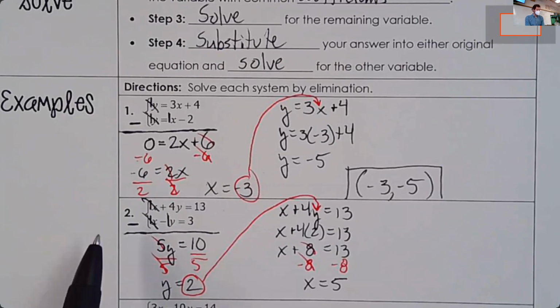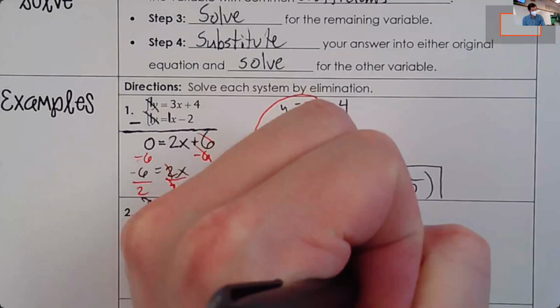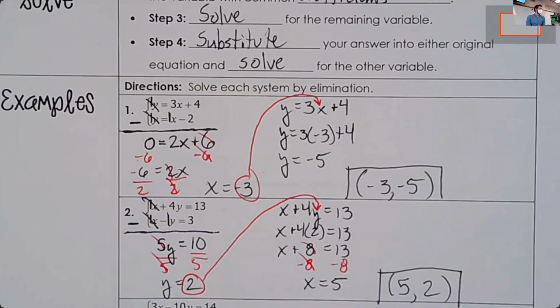So we have x equals 5. We have y equals 2. Remember that when you write your answer in parentheses, it's always x first, then y. So we're looking at 5, 2 as our answer for number 2. Are there any questions so far?